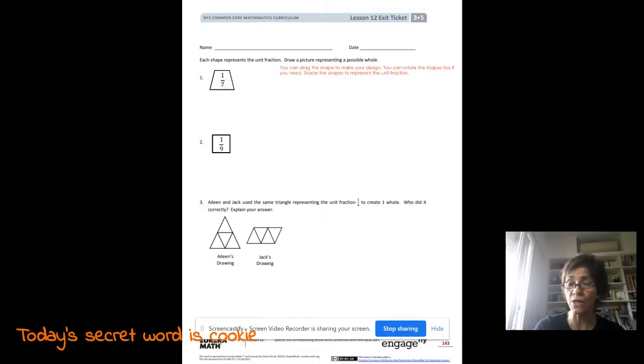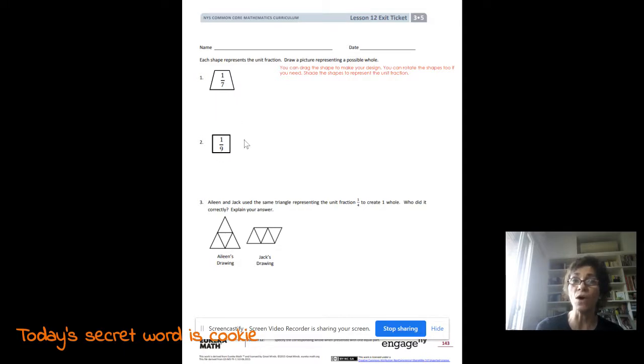That means that the whole has been divided into 7 parts. So I need to have 7 of these parts. This is one of them. I need to have 7. So here it says you can drag the shape to make your design. You can rotate the shapes too if you need to. So you can drag them, rotate them. Just remember, this is one of the 7ths. How many do I need to make a whole?